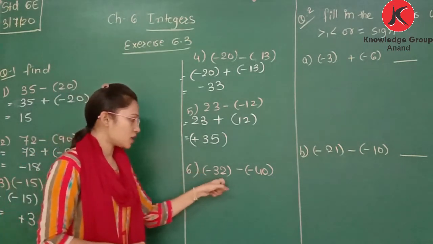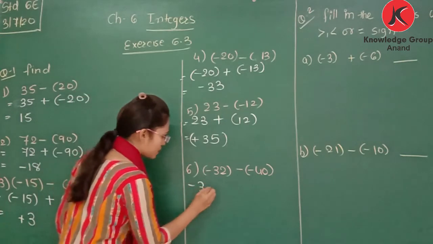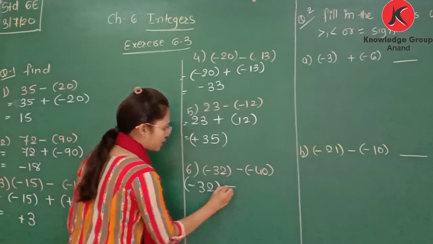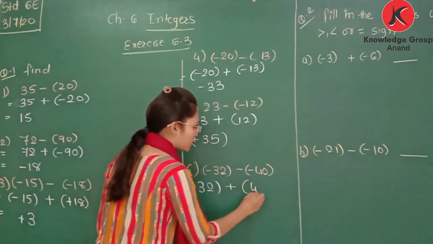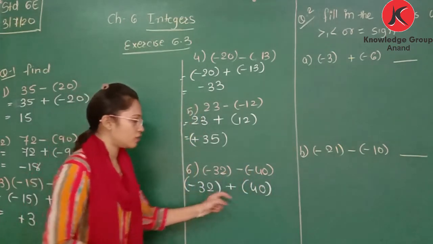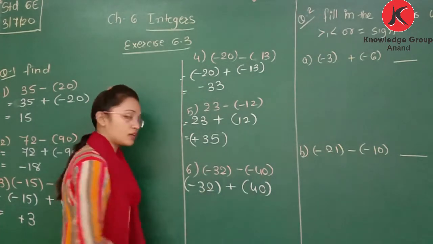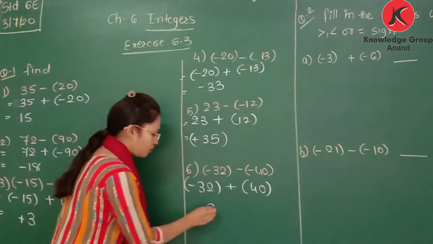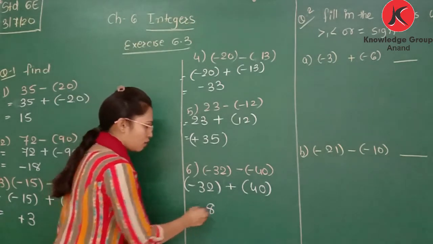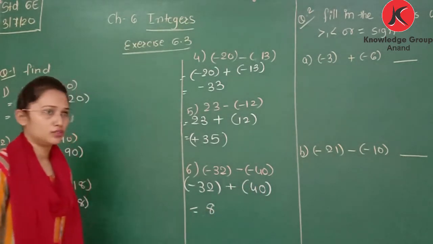Now minus 32 minus minus 40. So again minus 32 as it is, subtraction becomes addition, inverse of minus 40 is plus 40. Now 32 is negative, 40 is positive, subtract the numbers. So 40 minus 32, that is 8. Now which one is bigger? 40, and sign of 40 is plus, so answer is plus 8.